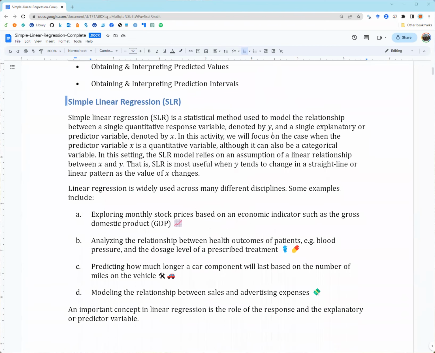So to start, simple linear regression is one of the most fundamental predictive models in statistics. It involves modeling the relationship between a single quantitative response variable, commonly denoted by y, and a single explanatory or predictor variable, commonly denoted by x. X can be quantitative or categorical. We're just going to look at the case in which it's quantitative for this activity.